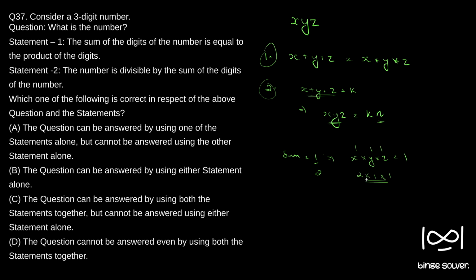Again, sum cannot be 2. So 2 is also not possible. 3? Again, 3 is not possible. So the only possibility is 3 into 1 into 1. So even here, we will have sum as 5, so that is not possible.